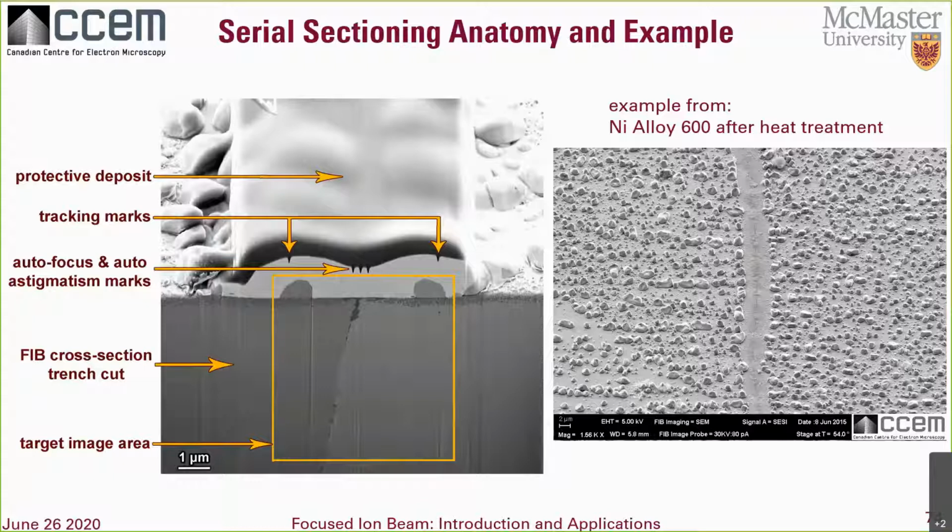This example is from a nickel alloy 600 after heat treatment. The boulders on the top are nickel metal nodules that were pushed out during oxidation, which is mostly internal oxide. And there are deeply penetrating grain boundary oxides here too. So the region of interest was along the grain boundary.